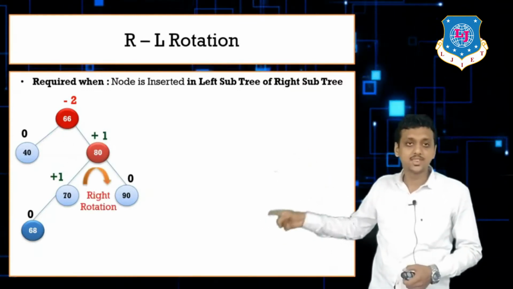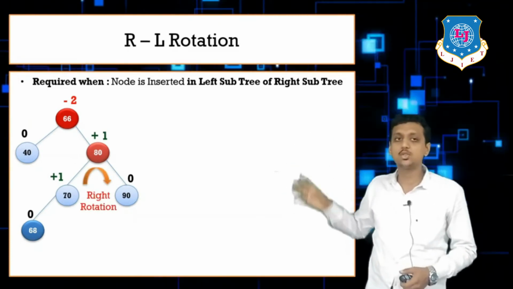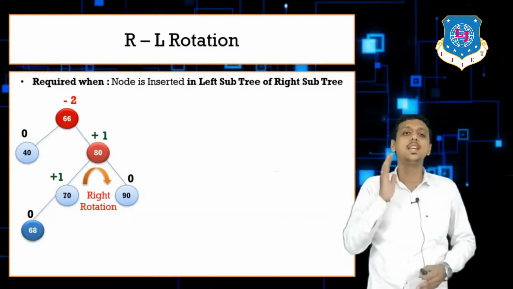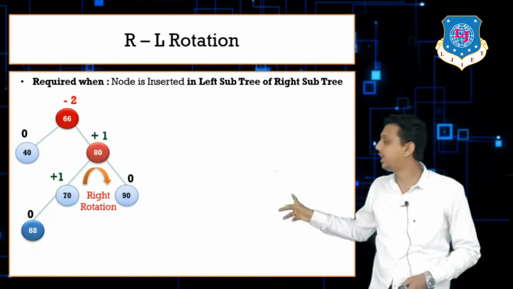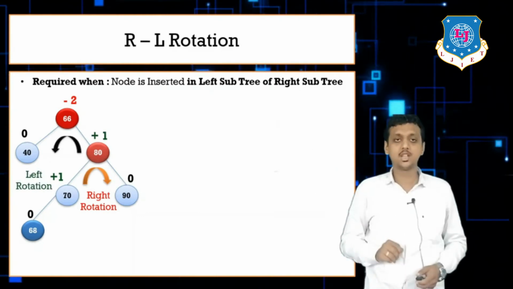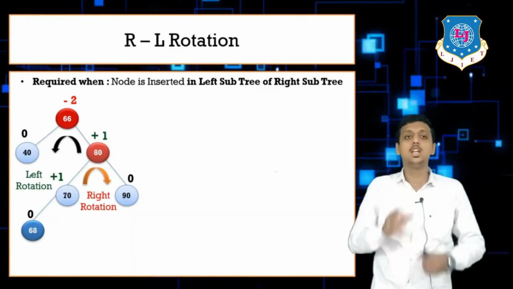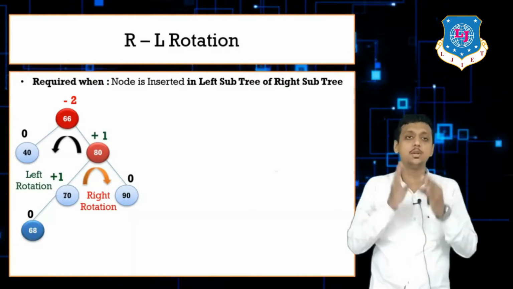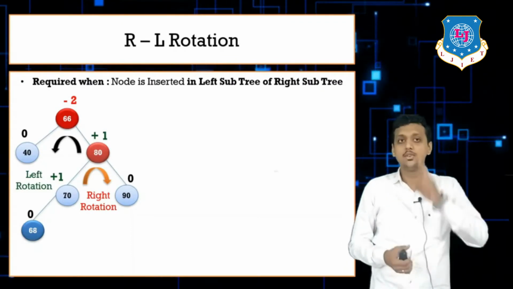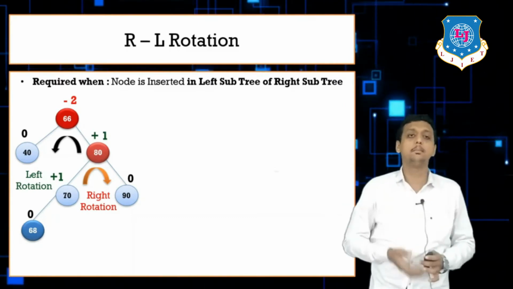This is left heavy 80. Check the part of 80. For node 80 it is left heavy, so to balance a left heavy node, we need to apply the right rotation. So apply right rotation over here on node 80, and then apply left rotation on node 66. This is the whole RL rotation. Until you complete your RL rotation, please do not try to write balancing factors. First complete R, then L, then get the answer, and then write balancing factors.